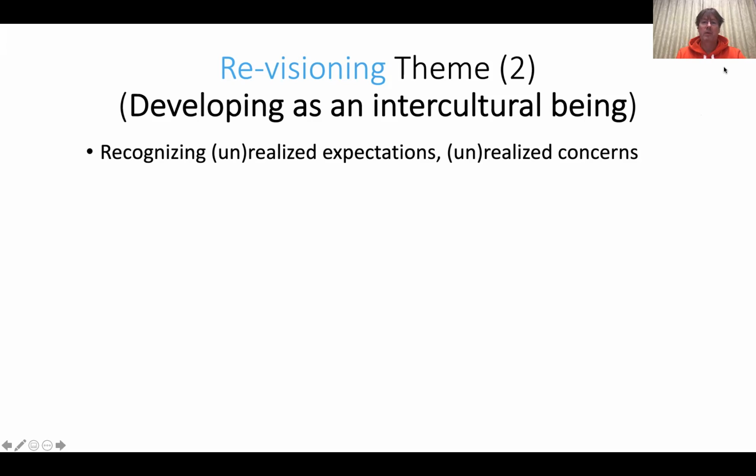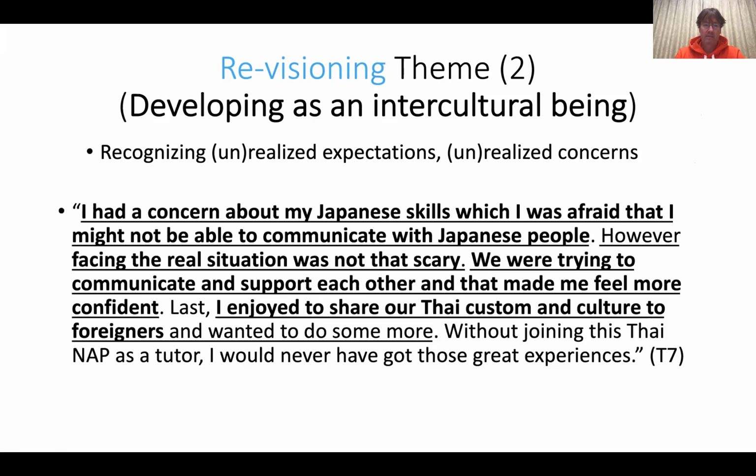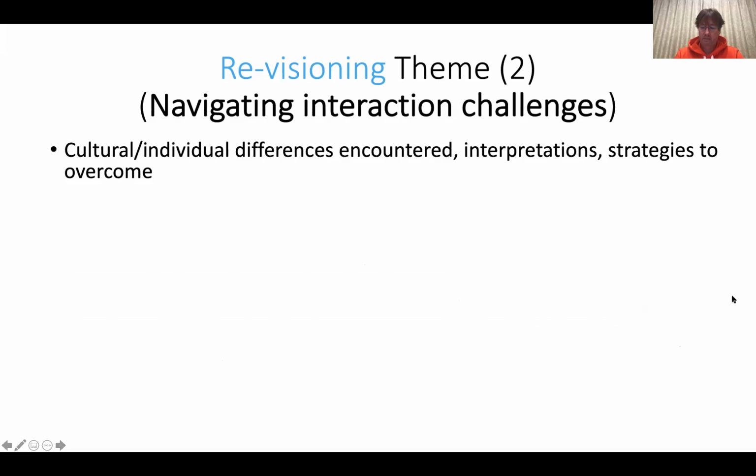This largely had to do with themselves developing as an intercultural being that centered largely around recognizing either the realized or unrealized expectations that they had, and also the realized or unrealized concerns that they had in terms of their own development as an intercultural being through these interactions. Some examples. Okay, next, navigating interaction challenges.